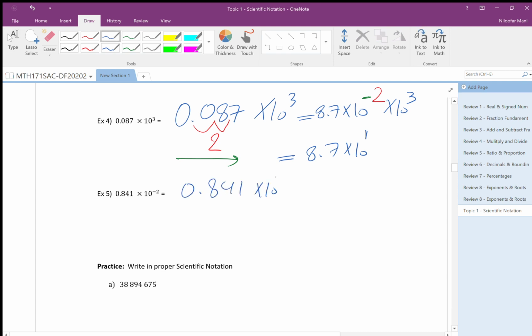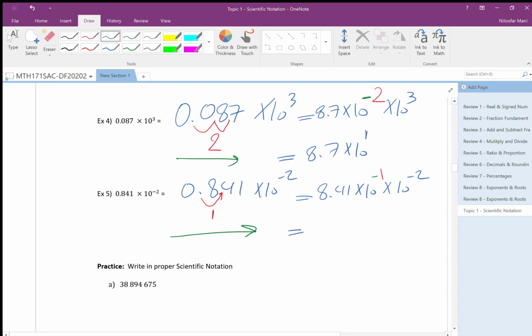How about this? 0.841 times 10 power minus 2. 10 power minus 2, I ignore now. Do I have a decimal? Yes, I do. I don't need to add it. Do I have a move? Yes. I move this one here. So I move 1. To which direction? To the right. So I need to have negative. Okay, so it is 8.41 times 10 power minus 1 times 10 power minus 2.